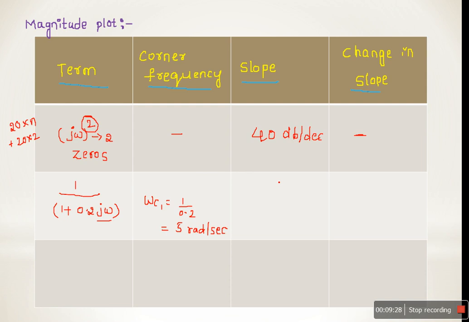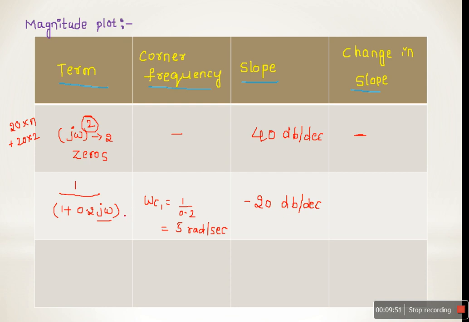And what is the slope here? Here we are having one pole. So if you have one pole, the slope is minus 20 decibels per decade. If you have two poles, the slope is minus 40 decibels per decade. If you have n number of poles, the slope is minus 20 into n decibels per decade.